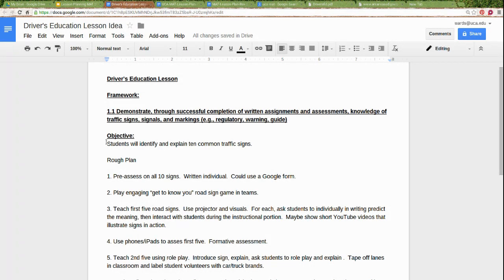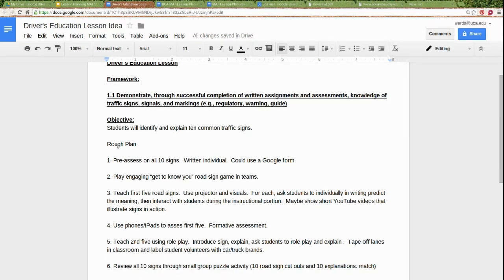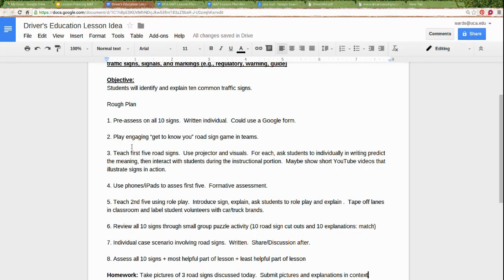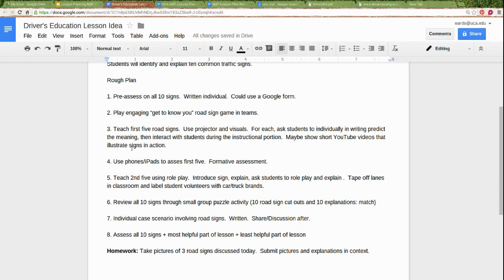By the end of this lesson, you should be able to identify and explain 10 common traffic signs that you see on the road. And then here was our rough plan. So if we were going to really do this, the Tuesday night class decided here's what we would do.